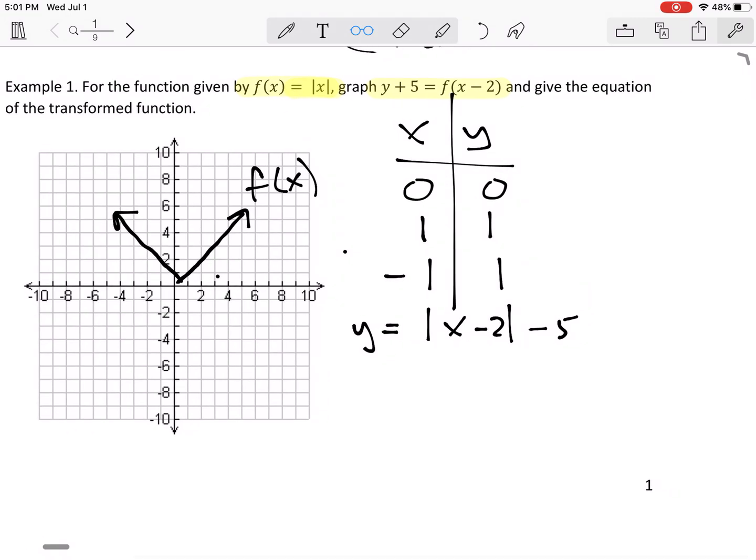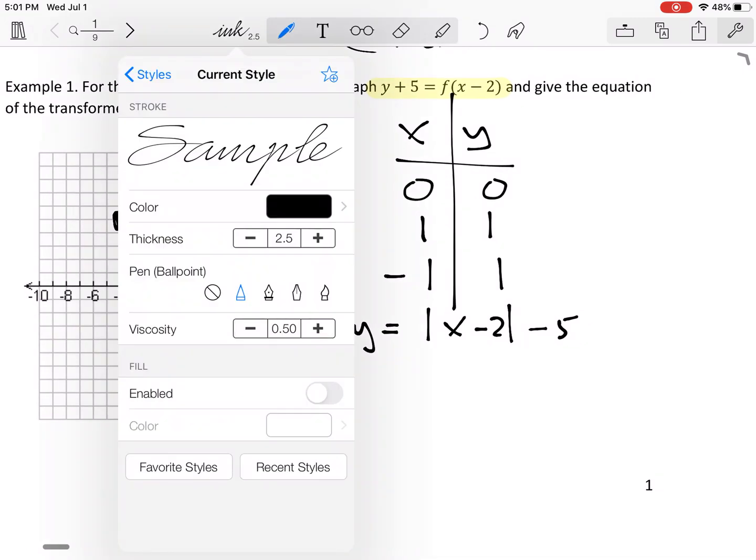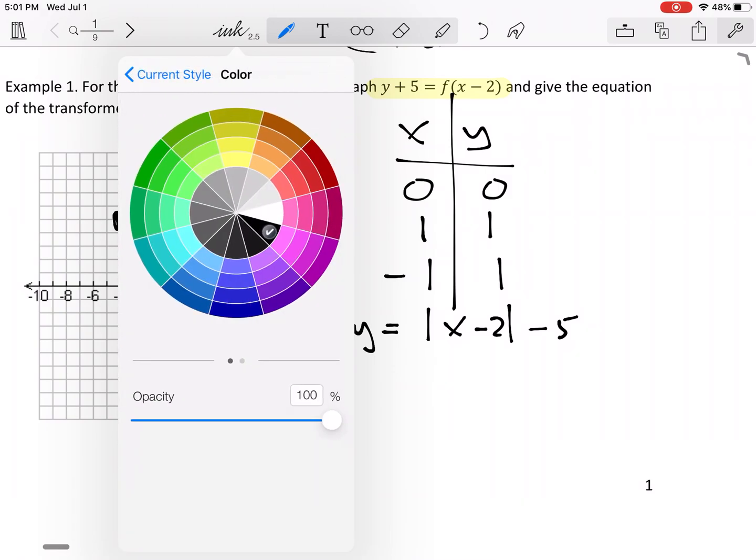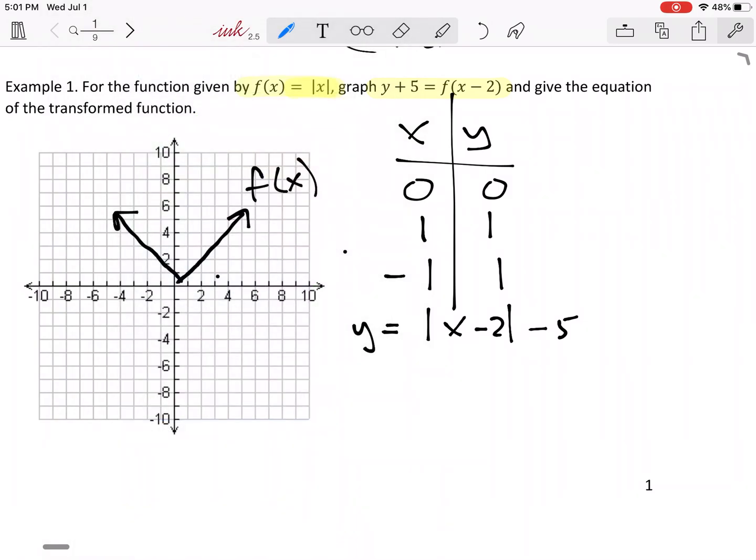So again, what we can do is we can use the mapping. So let's say I'll use a different color here. Let's say we start with this 0, 0. So what's going to happen here is x is going to go to the right 2, so that's going to be 2, and y is going to go down 5, so that'll be 2 and -5.